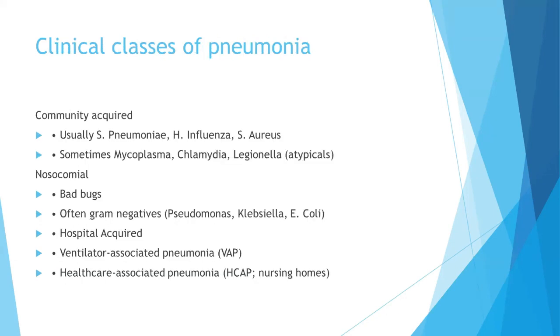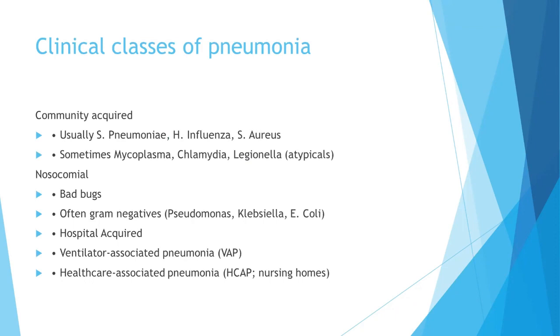So the clinical classes of pneumonia are there. There are community acquired pneumonia, and then there is nosocomial pneumonia. The community acquired pneumonia is usually caused by Streptococcus pneumoniae, Haemophilus influenzae, and Staph aureus, and sometimes maybe by Legionella or Mycoplasma, which are called atypicals.